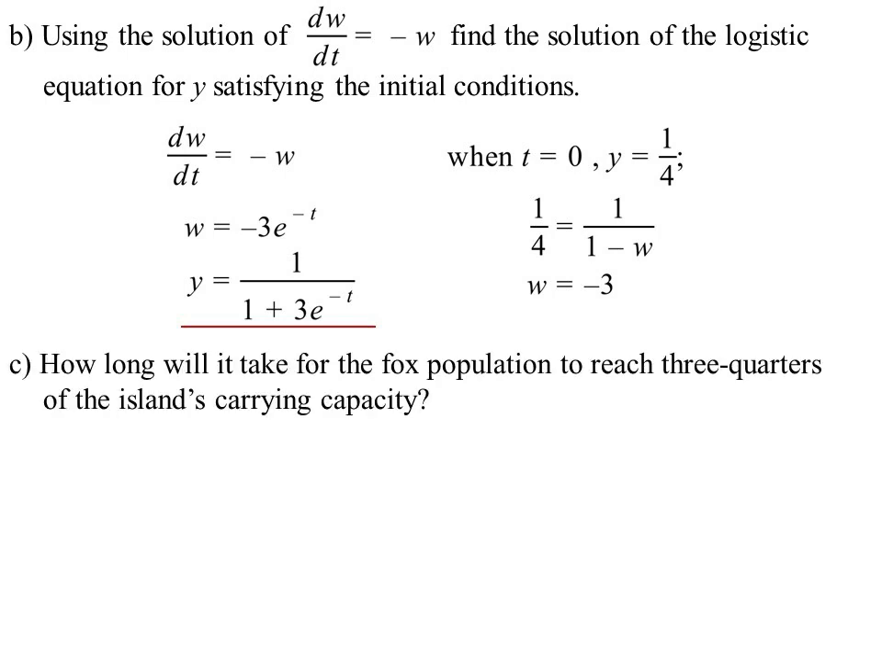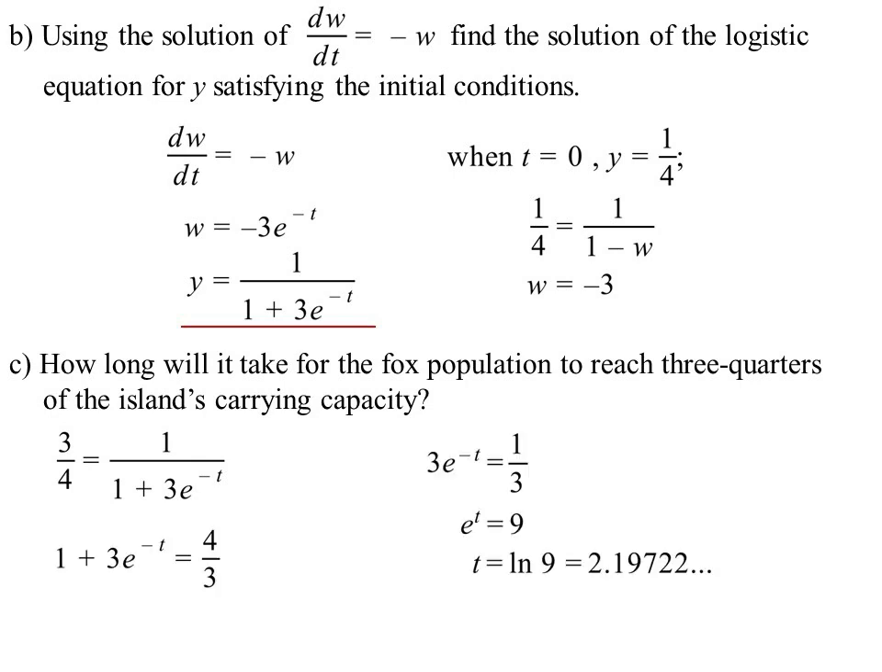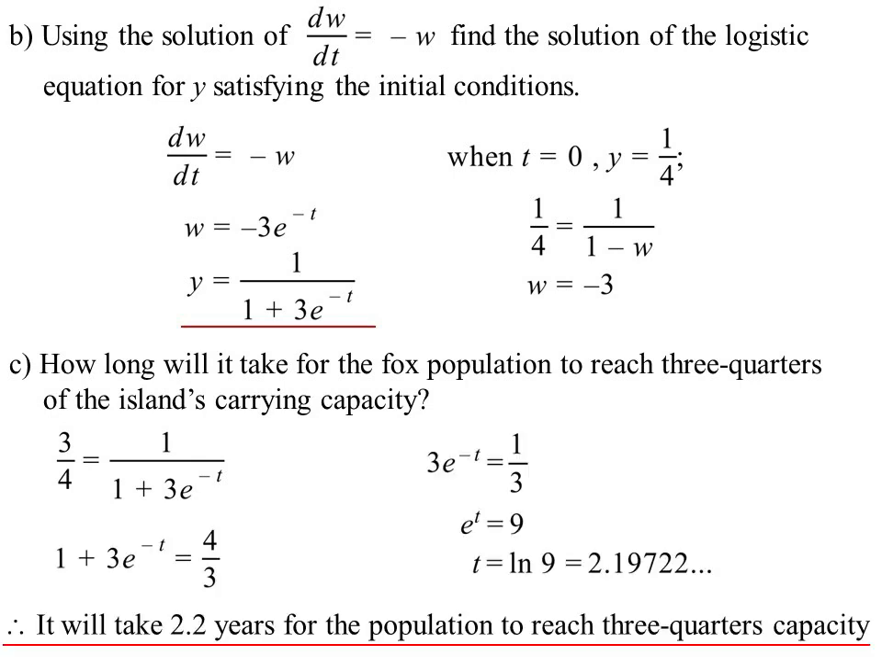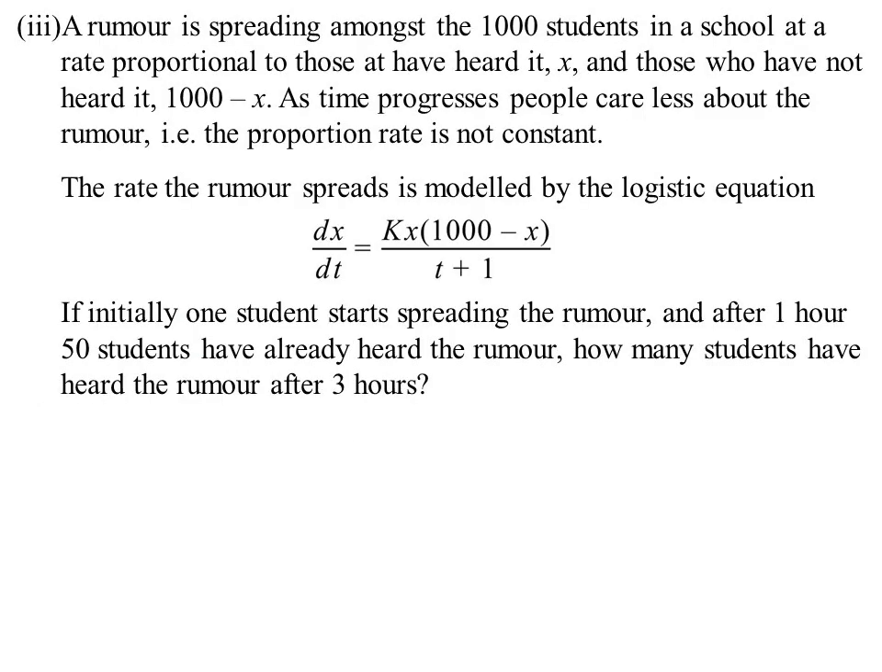How long will it take the fox population to reach 3/4 of the carrying capacity? So we want to know when it's 3/4 is equal to that. So y is 3/4. And it's just a matter of solving our exponential equation there. We get log 9, which is about 2.19722. It's about 2.2 years.